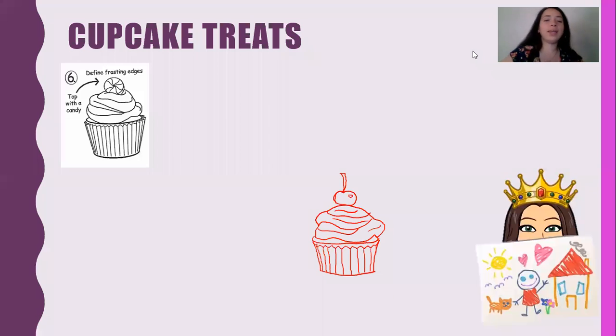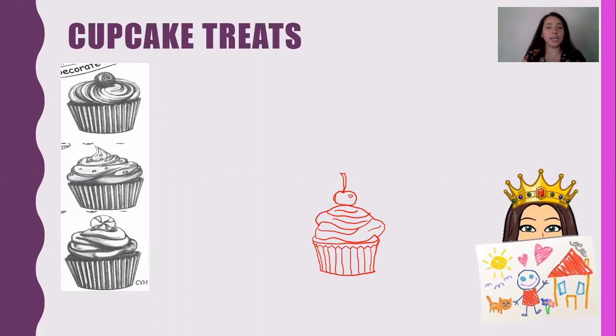As you can see from mine, I added a cherry on the top just because that's what I personally like on my cupcakes. But you can go ahead and do the candy that they put on theirs. Your next step would be to add little details. This is where it can get complicated and it's really hard to show here, but you want to go ahead and shade. One way to show shading is to make more lines. You might want to make additional lines going down this way.